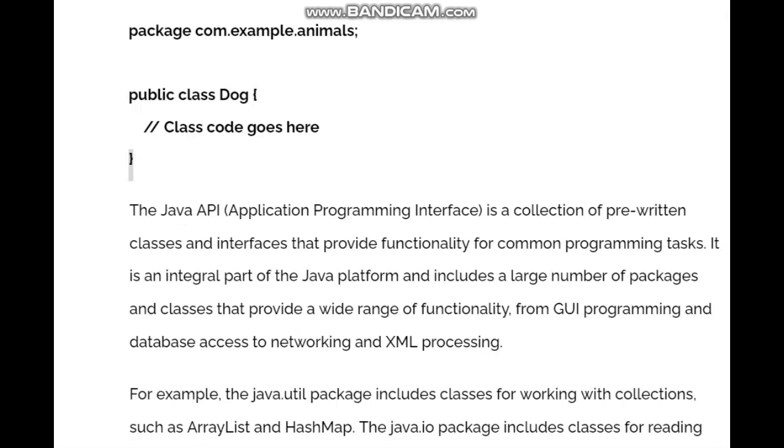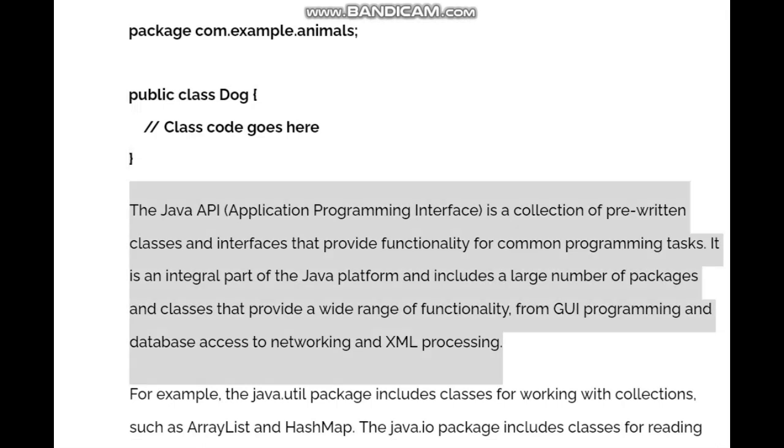The Java API, Application Programming Interface, is a collection of pre-written classes and interfaces that provide functionality for common programming tasks. It is an integral part of the Java platform and includes a large number of packages and classes that provide a wide range of functionality, from GUI programming and database access to networking and XML processing.